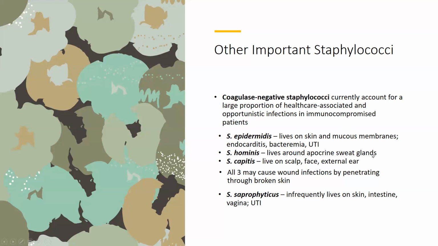Staph hominis, I would not worry about this. Staph capitis, scalp, face, external ear, so some external infections. All three could cause a wound infection by penetrating the skin. And then Staph saprophyticus doesn't live on the skin, likes more the intestine, vagina, and can cause UTIs. So of these, I would just note that these are coagulase negative staph species, more associated with healthcare associated or immunocompromised associated infections. Okay.